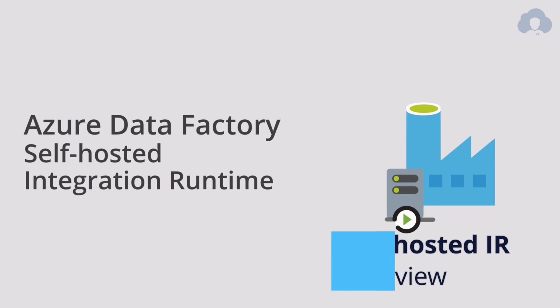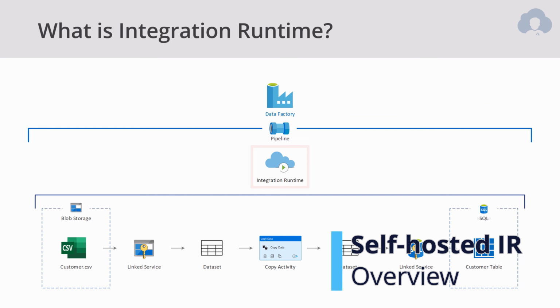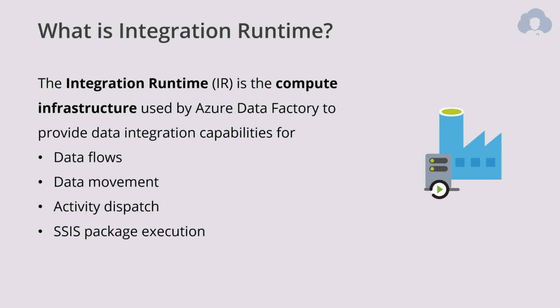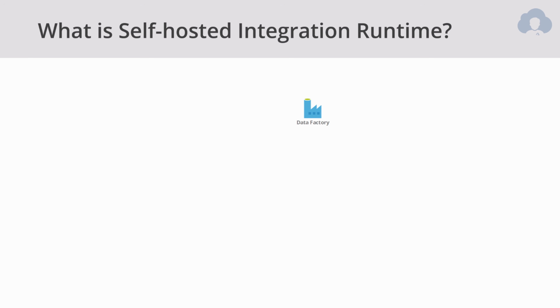So let's jump into Self-hosted Integration Runtime. If you remember my diagrams, Integration Runtime is something that runs your pipelines within Data Factory. So it is your compute infrastructure that is used for Data Factory to run data flows, data movement, activity dispatching, so calling external services, and if you're using SSIS, this is also the place where your SSIS packages are being executed. What in this case is the self-hosted integration runtime?